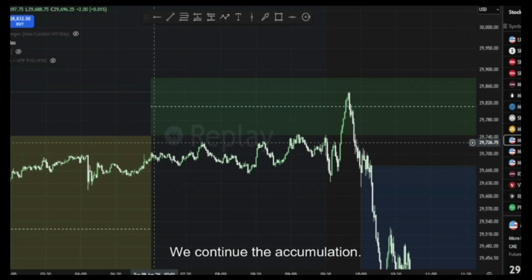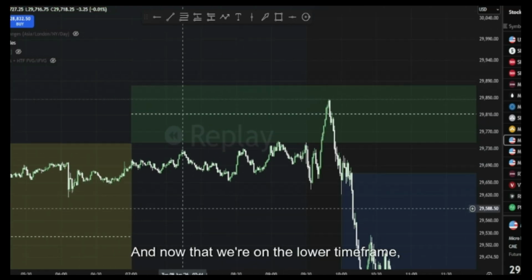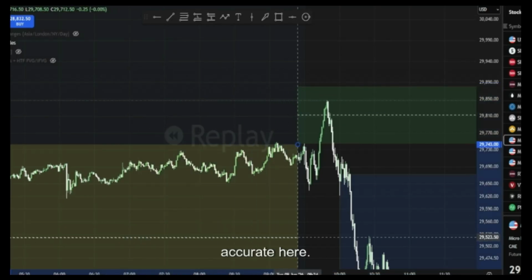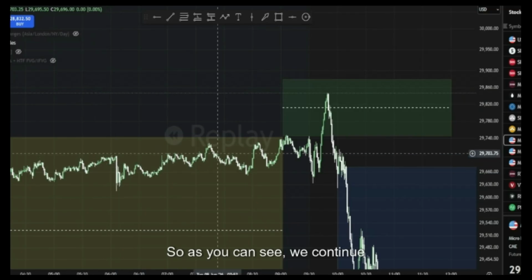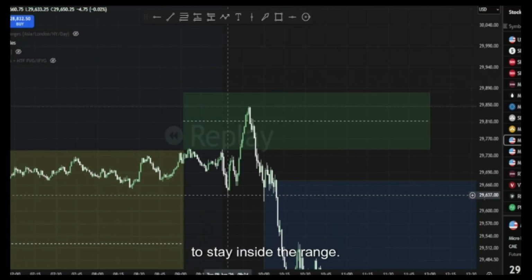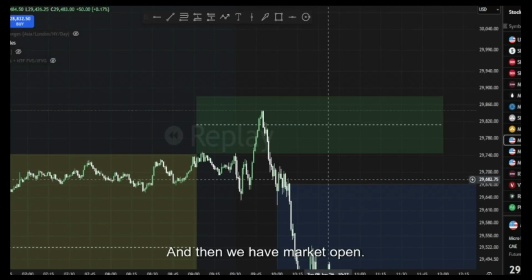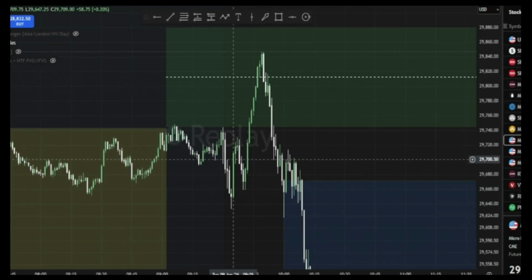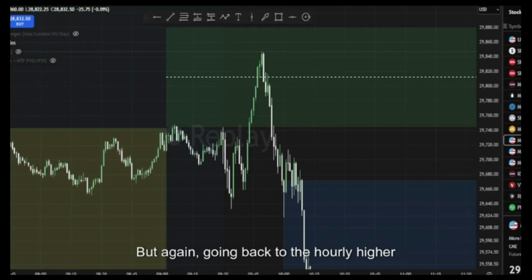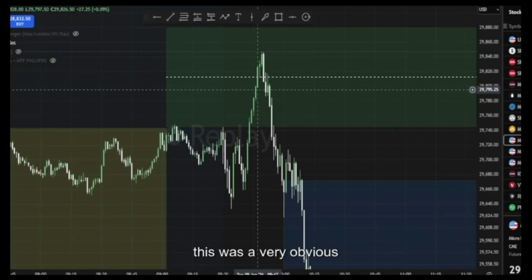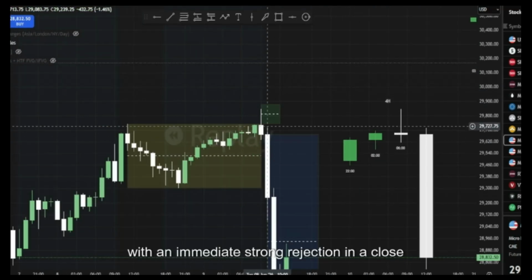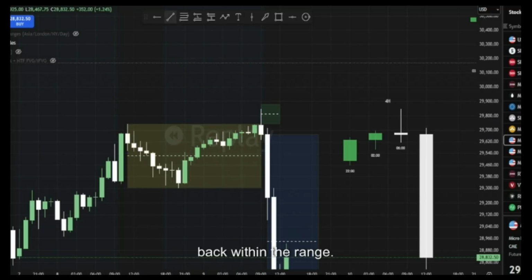We continue the accumulation. And now that we're on the lower time frame, we can actually get a little bit more accurate here. So as you can see, we continue to stay inside the range. And then we have market open. Market open starts to whiplash here. All right. But again, going back to the hourly higher time frame, this was a very obvious wick with an immediate strong rejection and a close back within the range.